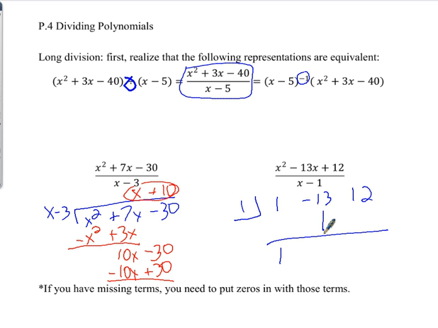And then what do I do? I add. Negative 13 plus 1 is negative 12. And then I just repeat that process until I get all the way to the end. Negative 12 times 1 is negative 12. 12 plus negative 12 is 0. So I have a remainder of 0. If this was not 0 right here, this would be my remainder. And we'll talk about how to deal with remainders in a second.